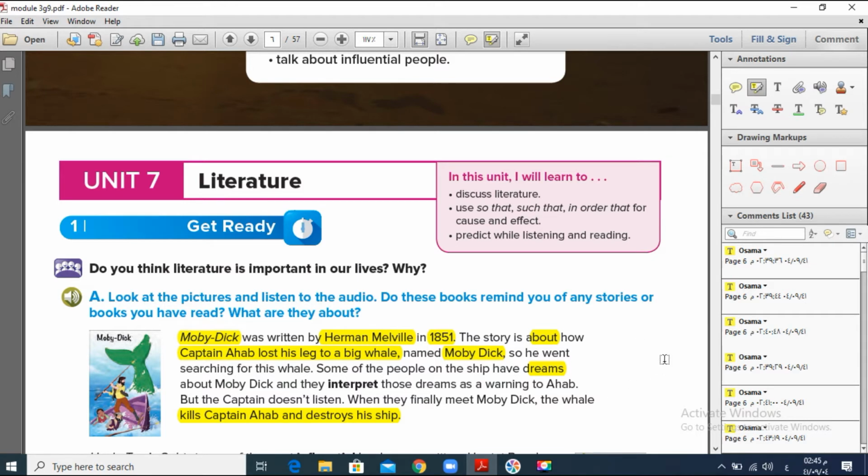Now, you can ask yourself, or let me ask you true-false questions. The story was written by William Shakespeare. True or false? False, of course. It's Herman Melville. The story was written in the 16th century. True or false? False, of course. It's written in the 19th century.